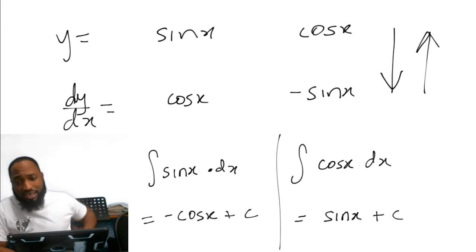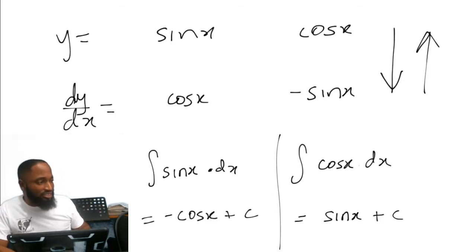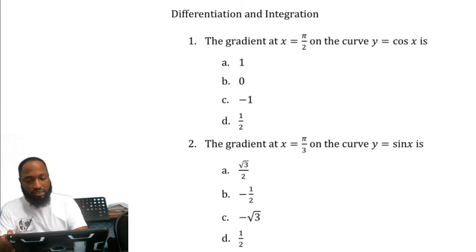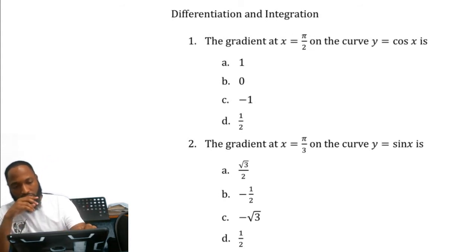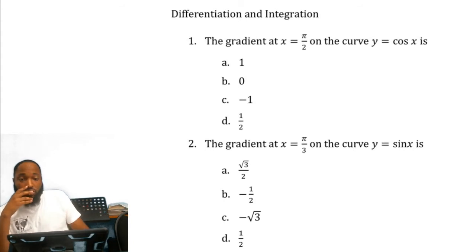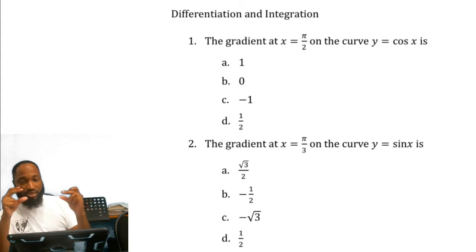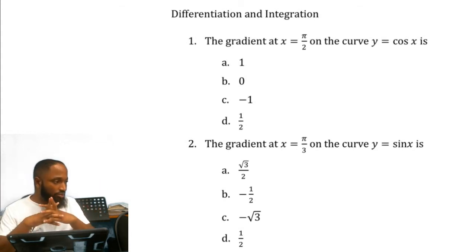So that's a little touch on the theory there. Let's go back into this. The gradient at x is equal to pi over 2 on the curve y is equal to cos x is what? If you want to find the gradient of a curve, you just need to differentiate the curve and get what we call the gradient function.